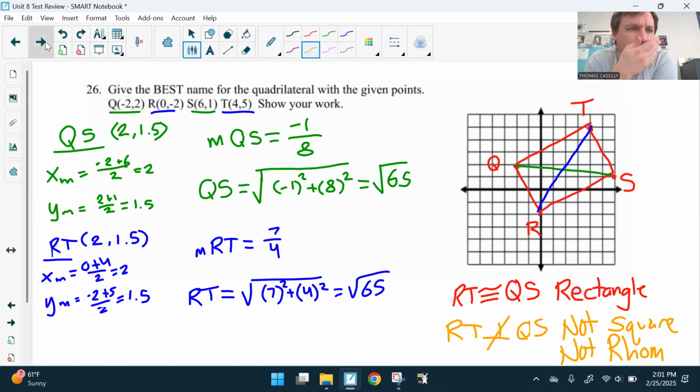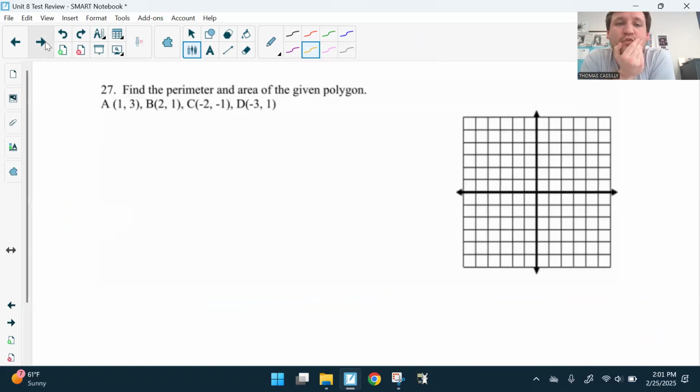I think I got one more here. Find the perimeter and area of the given polygon. I don't know what shape it is. It doesn't say it's a parallelogram or anything. I just know it's a polygon. It's got 4 sides. That's all I know because it's got 4 letters.